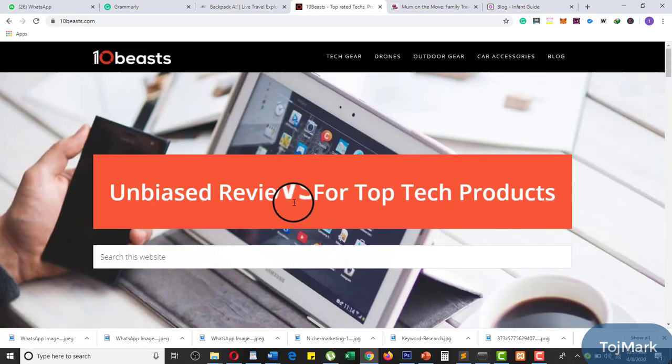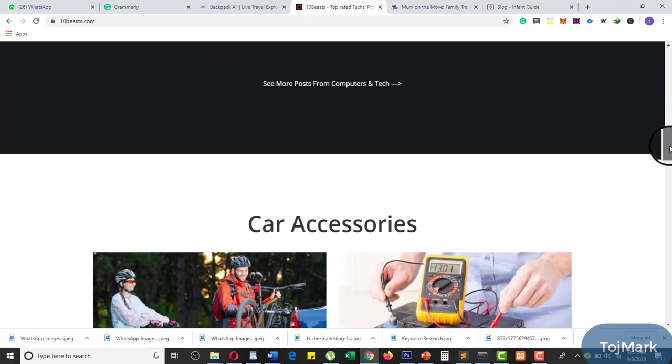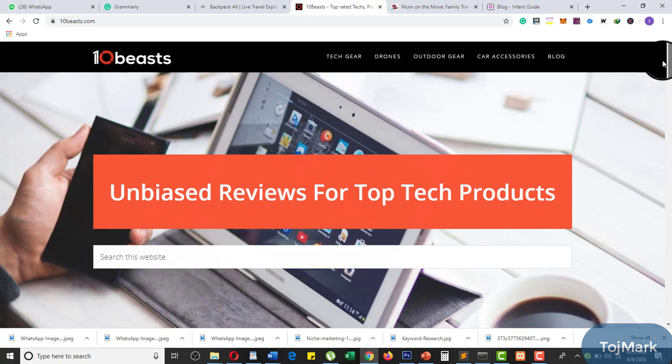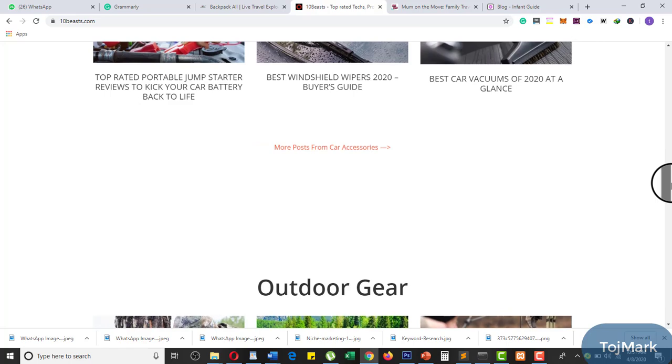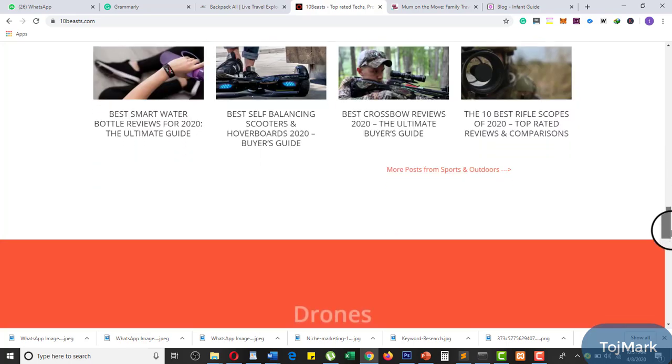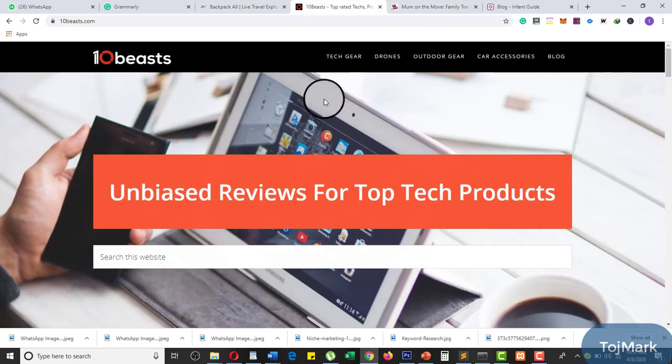If you look at this website, you have tech gear, drones, outdoor gear, car accessories. This website is a technology website. You can do this in the technology niche too. It's a very, very selling niche. And I think if you use KGR, you can find low competition niches in technology. So it depends on the need that you have. Do your research very well.